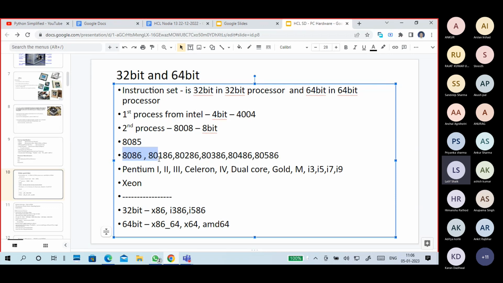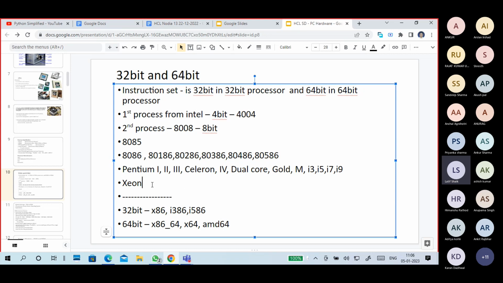So from 8086, this new technique was implemented. That's why the 80186, 286, 386, 486, 586, different types of processors came from Intel. After this, Pentium 1 was launched. Pentium 1, Pentium 2, Pentium 3, Celeron processor, and Pentium 4 Extreme processors were also released into the market. Then the dual core processor, Pentium Gold processor, and Pentium M processors also came into the market.